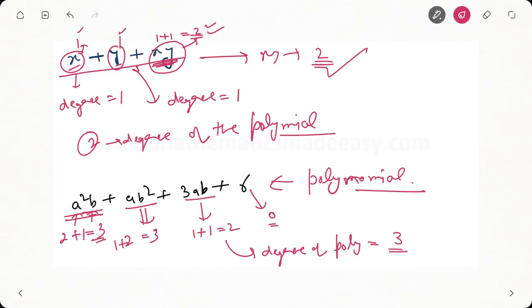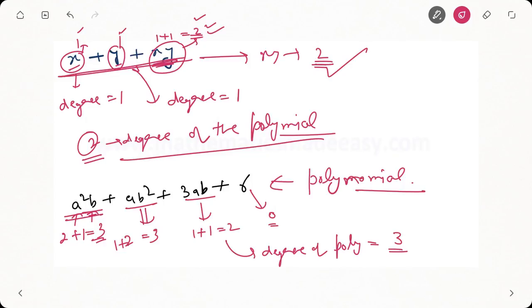So what is the degree of this polynomial? If the question is asked, it would be the maximum degree of the terms. So what is the maximum degree? 1, 1, 2. So the maximum degree is 2. So 2 is the degree of the polynomial, right? Similarly, let's take another example.